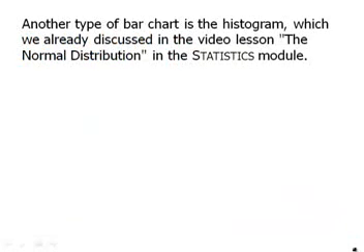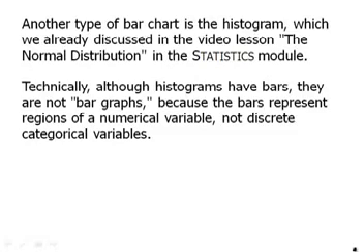Another type of bar chart is the histogram. Technically, hyper-technically, histograms are not really bar charts. Yes, they have bars on them, but if you took a formal statistics class, you'd see that histograms are considered a different category from bar charts. We've already talked about these in the normal distribution video in the statistics module. Although histograms have bars, they are not bar graphs because the bars represent regions of a numerical variable, not different discrete categorical variables.